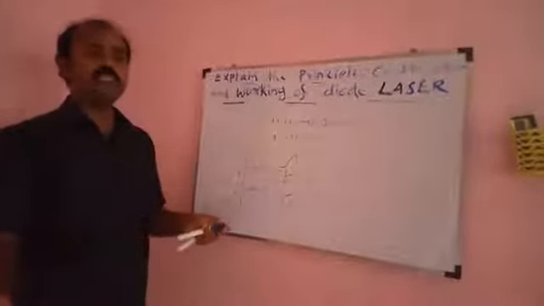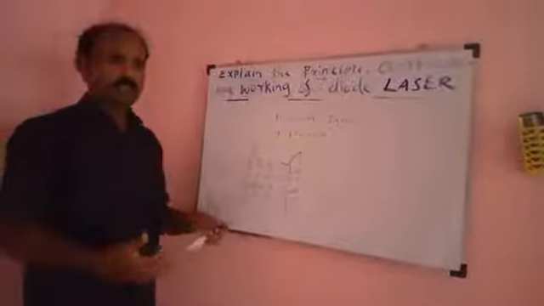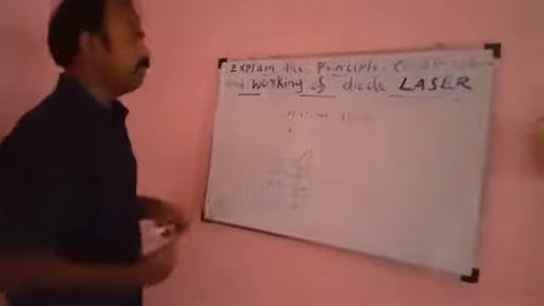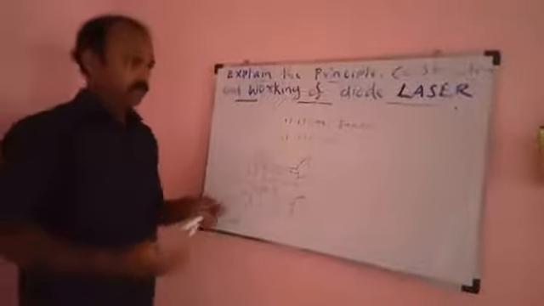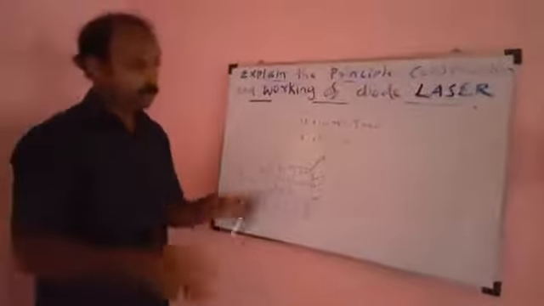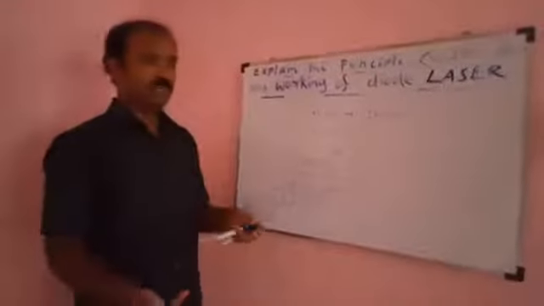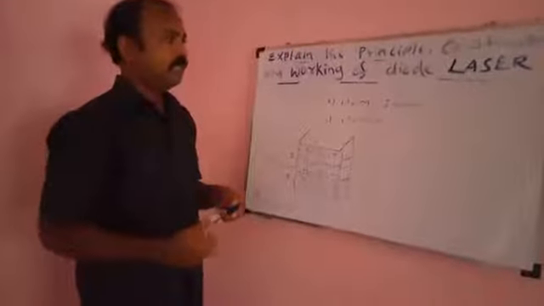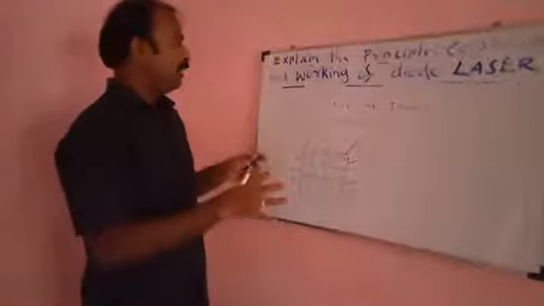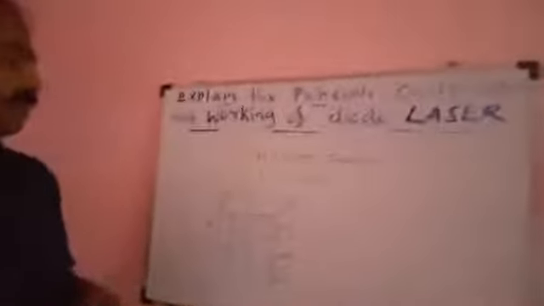Then application, as usually you know, this kind of laser we use. The laser produced from this semiconductor diode is very useful for medical purposes and also in many other fields, particularly engineering. These lasers are very useful. So the question is, explain the principle, construction and working of laser.